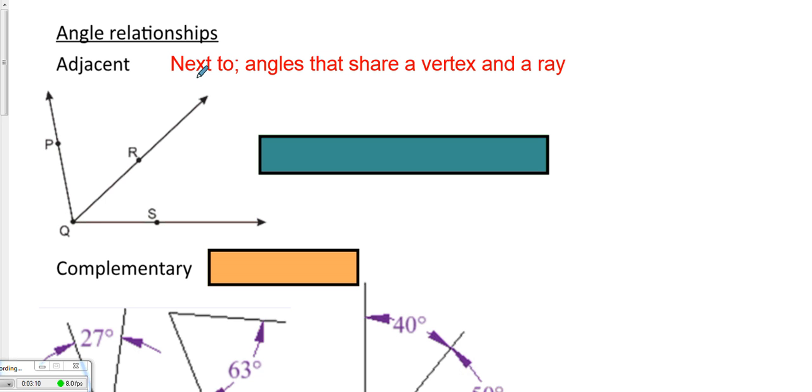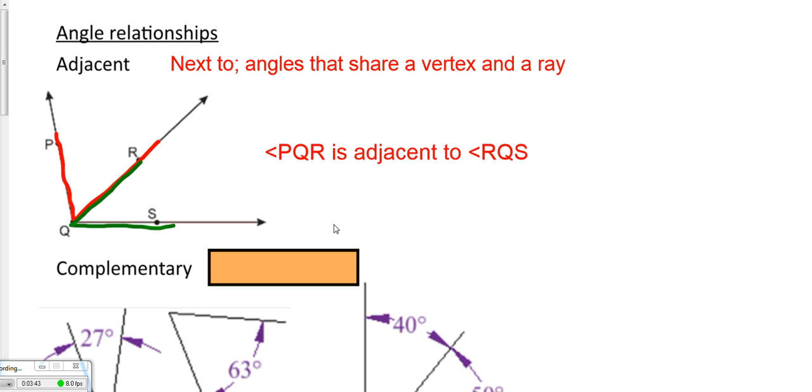So in this example, it looks like angle PQR, I'm going to draw it as this red one, we would say is adjacent to angle RQS. Notice I've drawn them a red one and a green one. These two are called adjacent because they share this ray, QR. They have that same piece there. They have the same vertex at Q, so they are adjacent angles. They are right next to each other. They share that line. Angle PQR is adjacent to angle RQS.